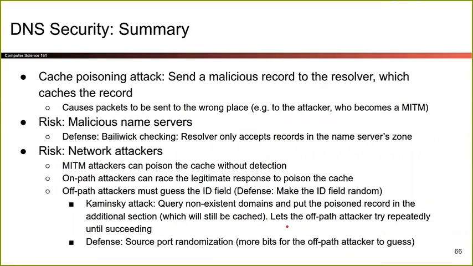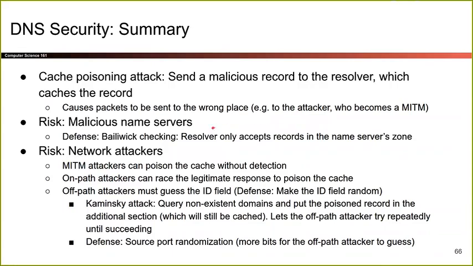And finally, we talked about security. So there's a cache poisoning attack where you send a malicious record that gets cached, and now this bad record is staying in their cache. And this causes packets to be sent to the wrong place. For example, the attacker could receive the packets that are meant for Google or some legitimate server.